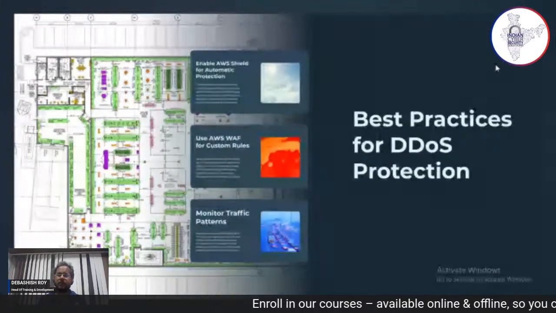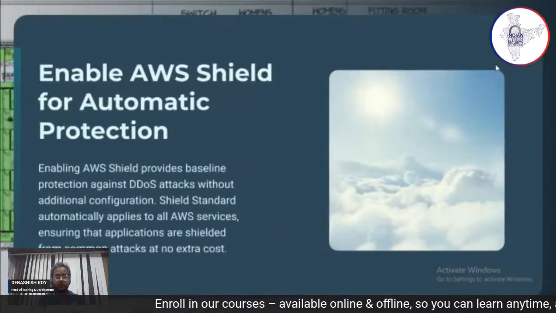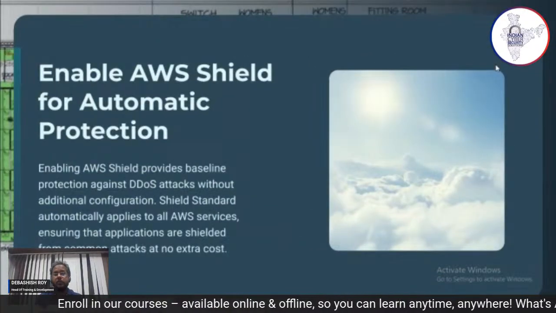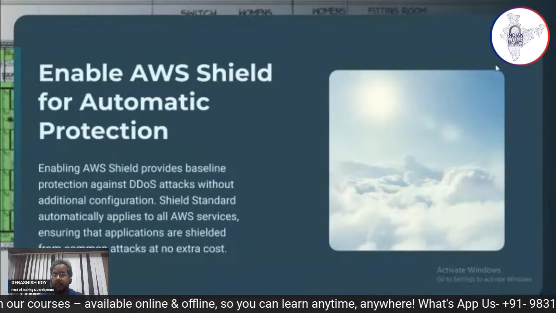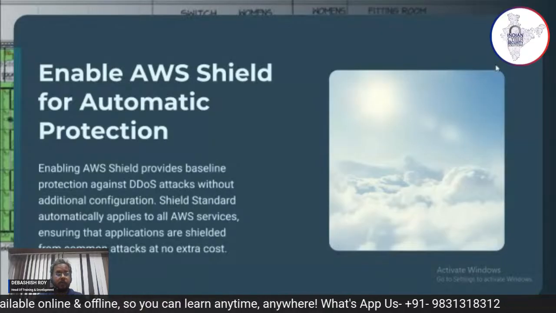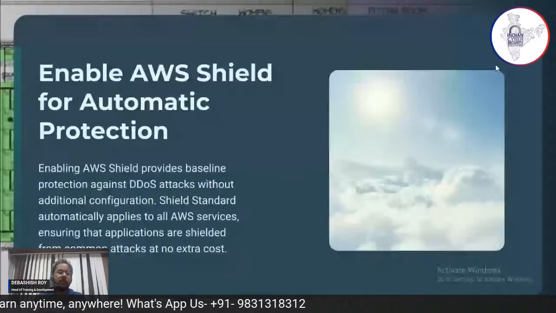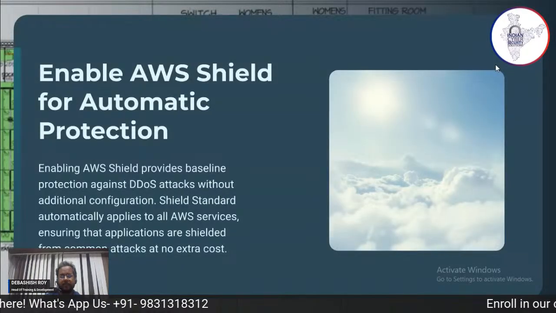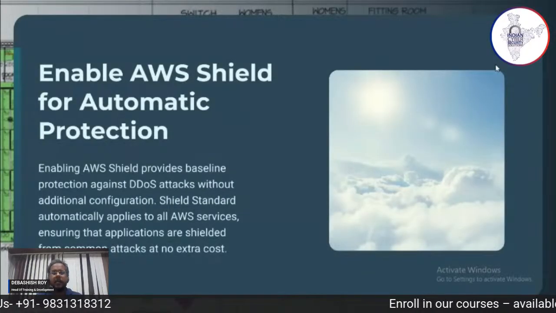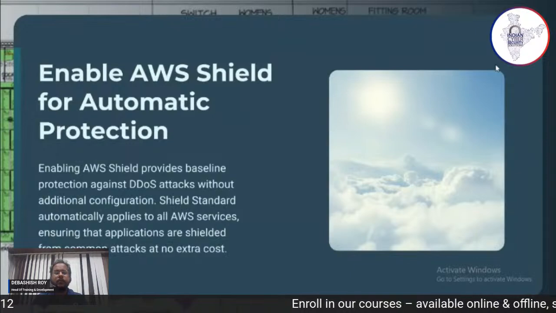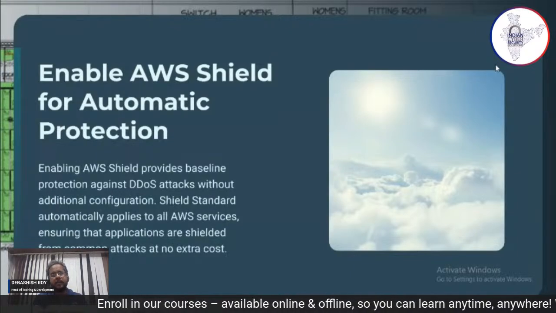Now, what are the best practices for DDoS protection? First of all, you have to enable AWS Shield for automatic protection. Enabling AWS Shield provides the baseline protection, that is the basic protection against DDoS attacks, without additional configuration. So this is the minimum or basic configuration that you have to make. Shield Standard automatically applies to all AWS services, and it ensures the applications are shielded from common attacks at no extra cost.